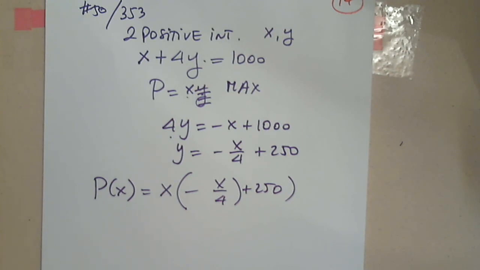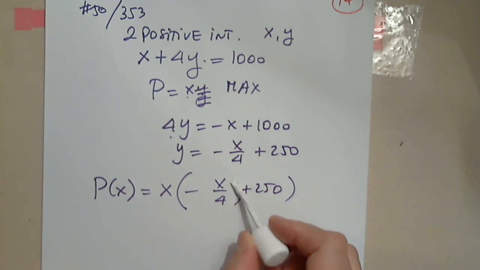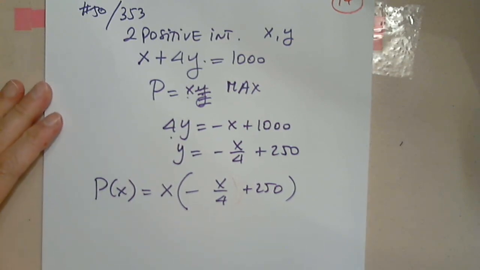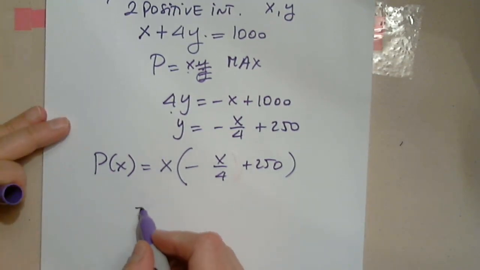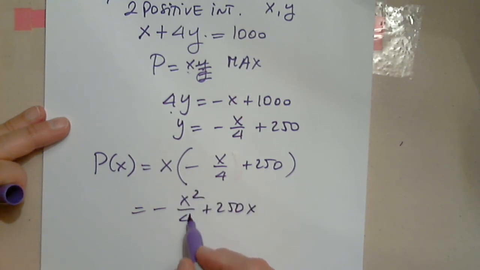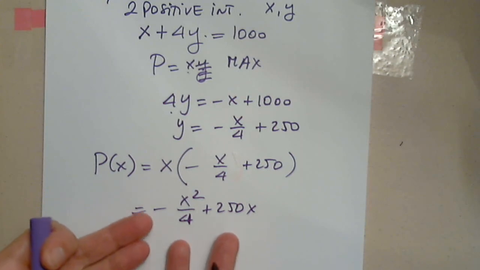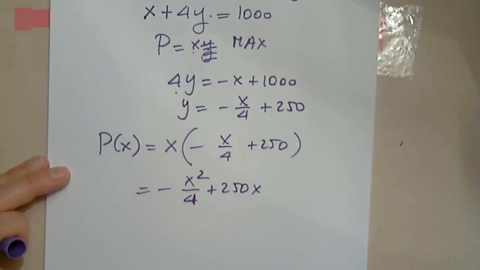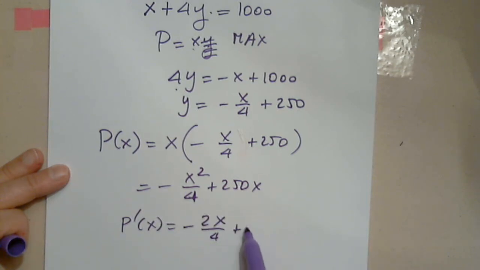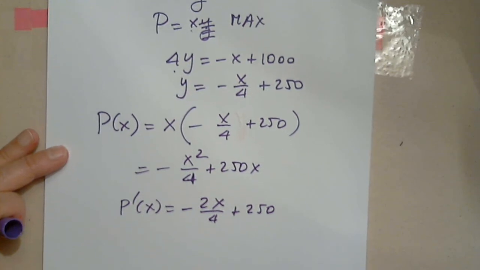You could say, and I would have to agree, I don't need any calculus to do this problem. We do it in algebra. I agree. But let's see how we do it with calculus. I will have to distribute: negative x squared over 4 plus 250x, because I know the vertex. I don't need calculus to find the maximum of such a function. But let's say we continue with p prime, and we get negative 2x over 4 plus 250.